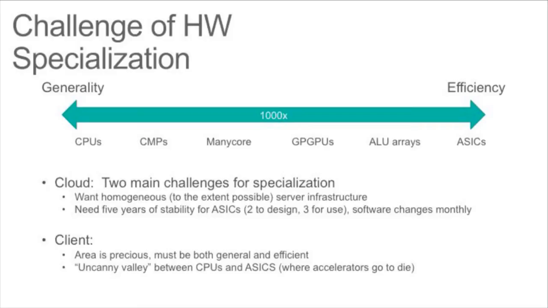The first is that we want as many of our servers as possible to be the same. You're running a very large-scale infrastructure. I don't want 50 types of servers in that infrastructure because I have to maintain them, I have to keep spares, I have to adapt the software to them. So I want the infrastructure to look very uniform. That, of course, works against specialization.